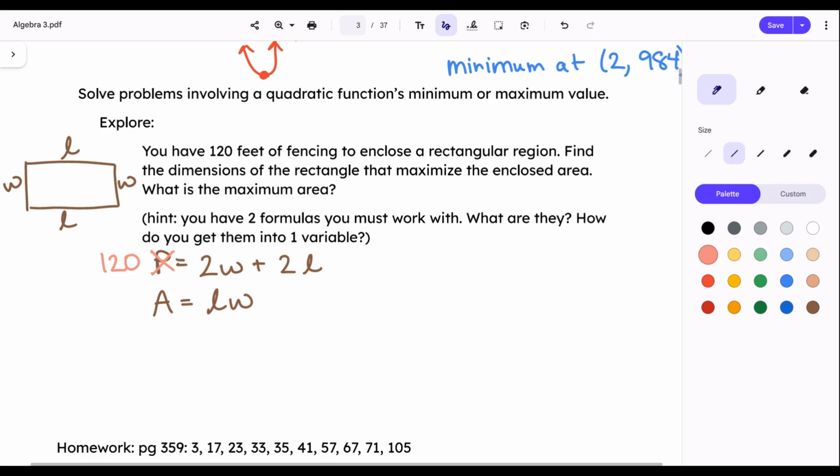The first thing I would do is move that 2W piece over by the 120. And I'm going to do that by subtracting. So it's going to say 120 minus 2W equals 2L. How would I get L by itself? Divide everything by 2. So what's 120 divided by 2? And then this would be 60 minus W equals L.